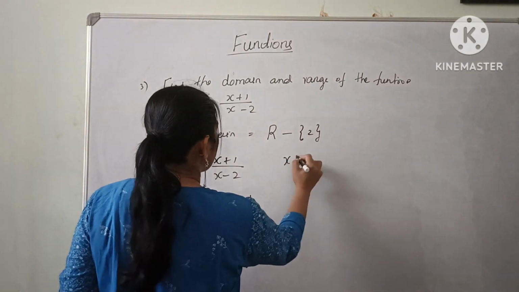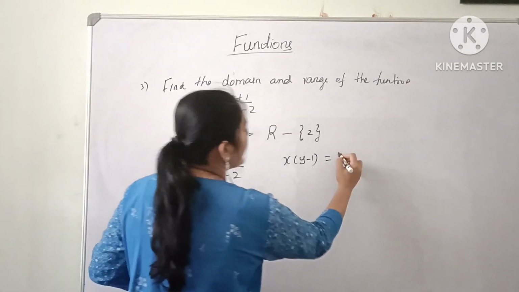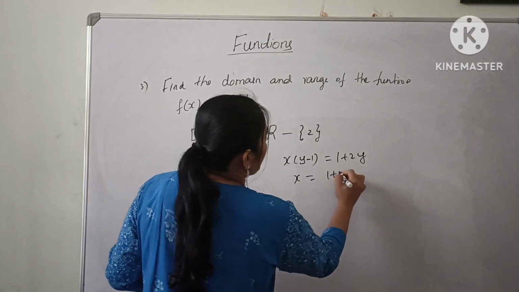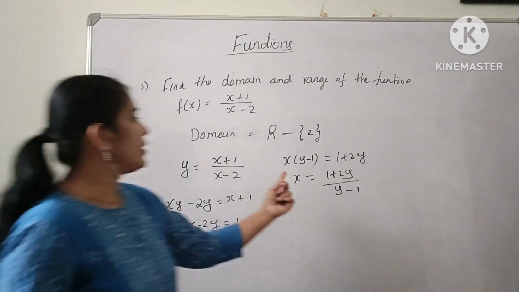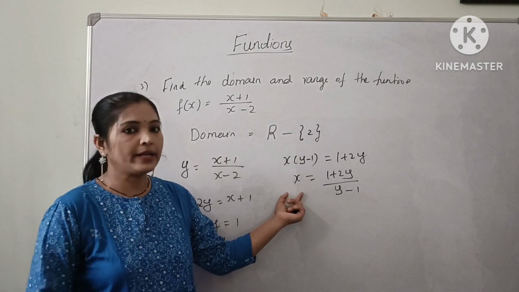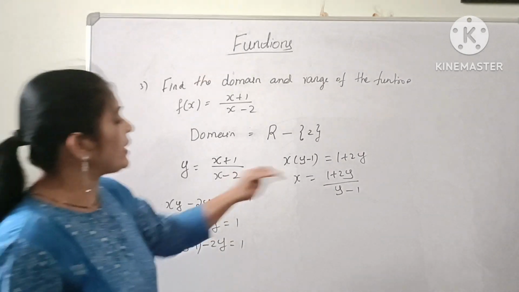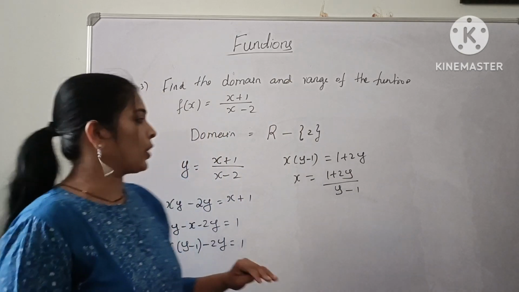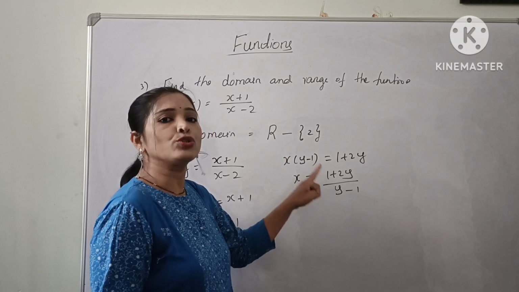That is, x(y - 1) = 1 + 2y, taking -2y to the right side. So x = (1 + 2y) divided by (y - 1). So what are x's? x's are nothing but elements of the domain, right? Here we have to find the range, right? Range means y is an element, right? y's are elements of the range. Here, see, what if y is equal to 1?